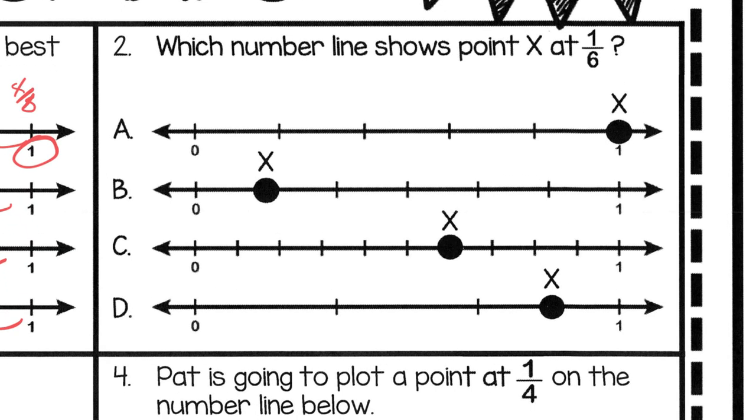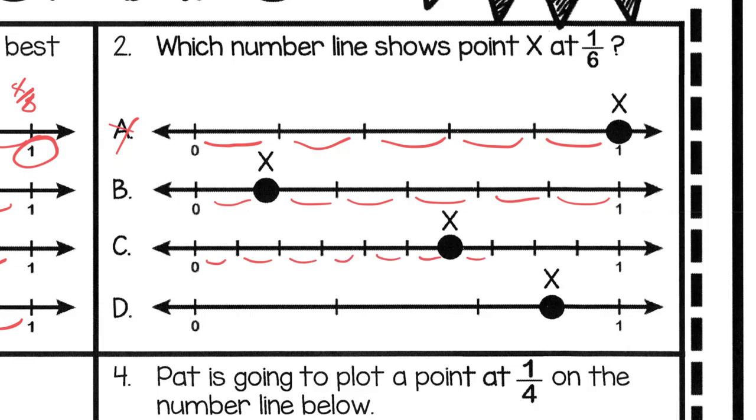Which number line shows point X at 1/6? Well, once again, I would go through there and see which ones of these are actually broken into 6 pieces. So if I look at A, 1, 2, 3, 4, 5. No, it can't be that one. 1, 2, 3, 4, 5, 6, maybe. 1, 2, 3, 4, 5, 6, 7, 8, 9, 10. That's broken into tenths.